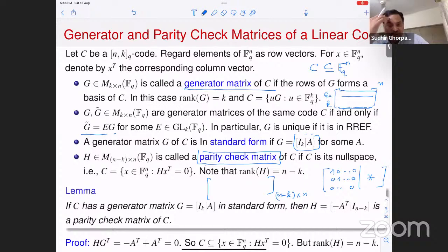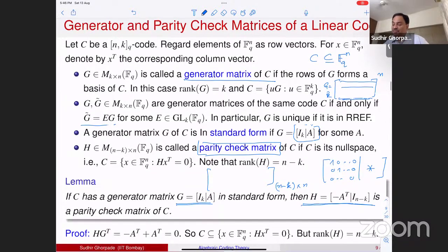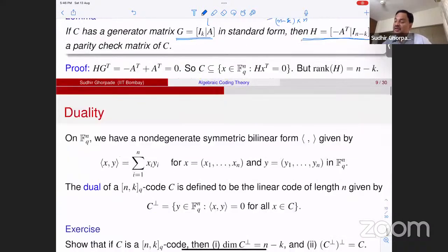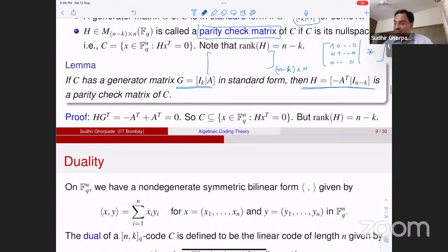In general, it's not so easy to write down the parity check matrix given a generator matrix, but if the generator matrix is in standard form, then you can actually write down the parity check matrix rather easily. Although, by the way, it's not really unique, a parity check matrix. So if it is in standard form like [I_k | A], then [minus A transpose | identity of n minus k] is a parity check matrix for the same code. And this is not difficult to see. I've written down a one-line proof here, but let me not spend time on that. You just have to observe that H times G transpose is 0.